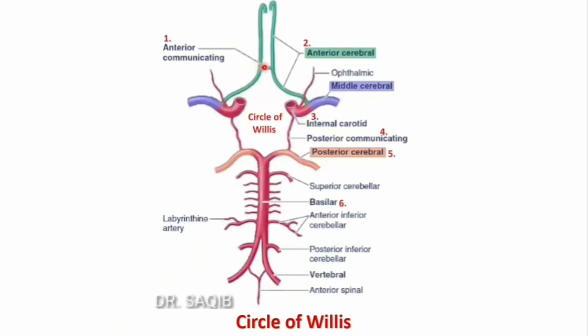First of all, you see number one, anterior communicating, present between two anterior cerebral arteries, so 1 and 2. And then number 3 is the internal carotid, one here, this is the other side. And number 4 is the posterior communicating. And number 5 is the posterior cerebral artery, right, branch of the basilar. And then number 6 is the basilar itself. So this is the formation of the circle of Willis.